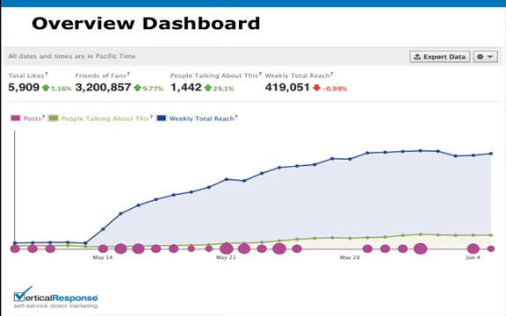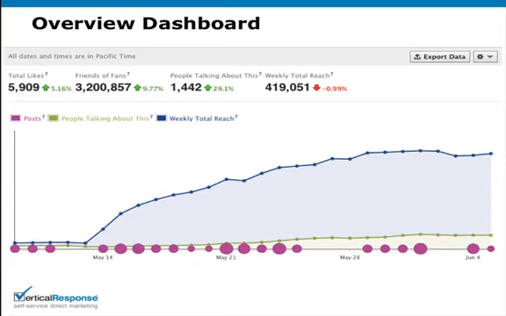The very first page of Insights, the overview dashboard, has a lot of great information on it. The obvious here: total likes and friends of fans. That is a quantitative measure of just how large your audience is. But remember, that's potential audience. That is not actually who you're reaching. The weekly total reach is going to be a much better indicator of real impressions.